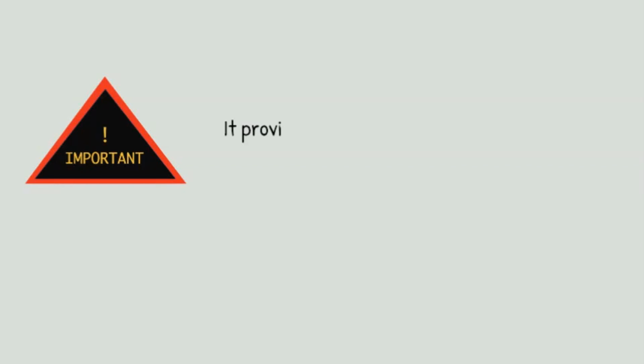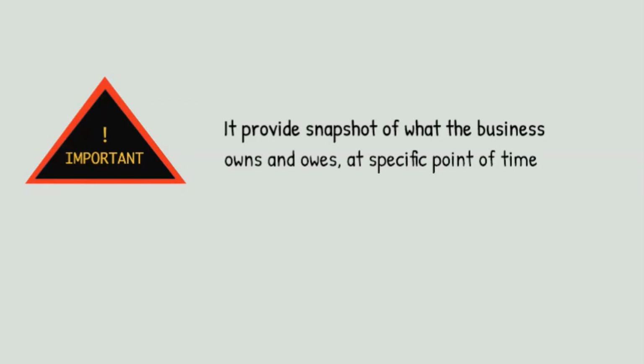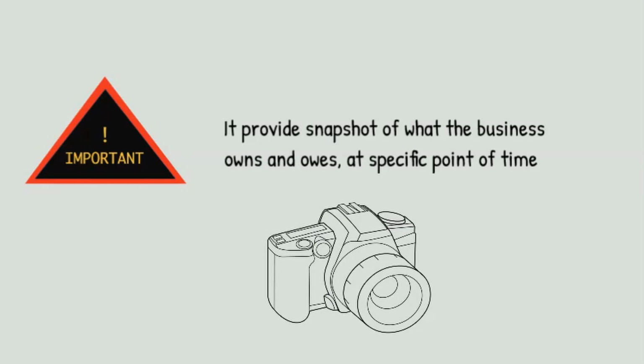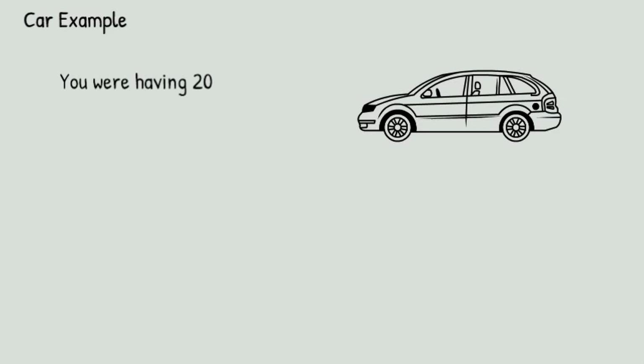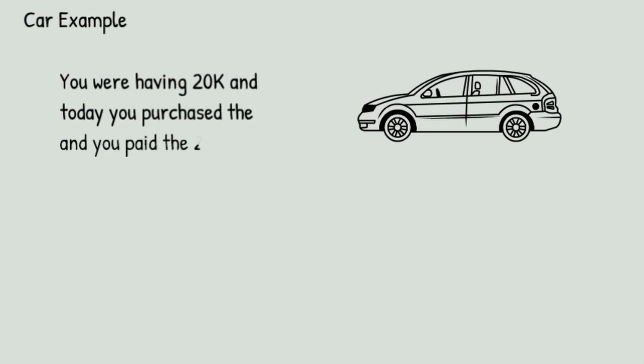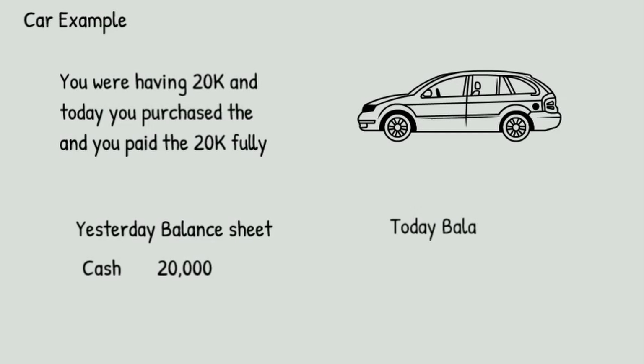One important point is that the balance sheet provides a snapshot of what the business owns and owes at a specific point in time. Let's go back to our car example. You had 20,000 in cash and today you bought your car. If you state the balance sheet as of yesterday, you will say that you have 20,000 cash, and if you state the balance sheet as of today, you will say that you have a car. You cannot say that you have cash and the car as well, because the balance sheet is not covering a period of time, it provides information relevant to a specific date.